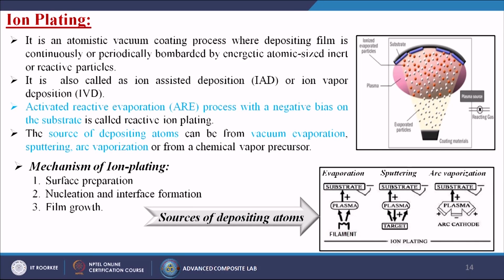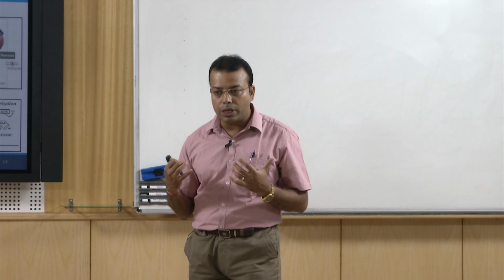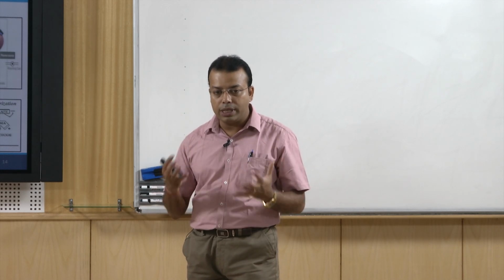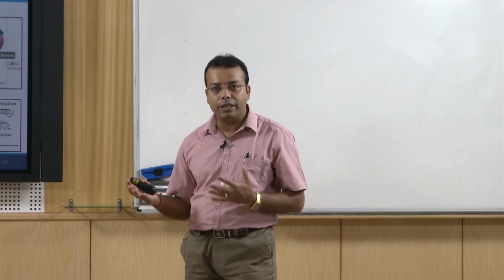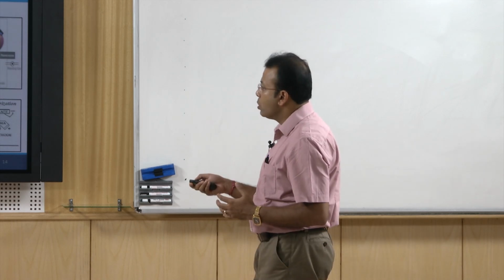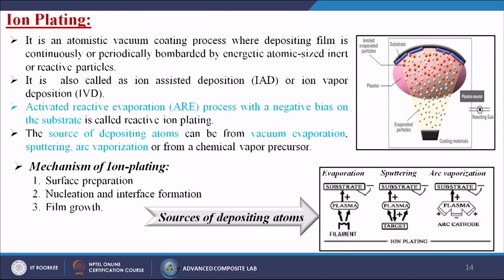So, it depends upon the source, how we are going to use different sources. So, using different sources it has different nomenclature. The source of depositing atoms can be from vacuum evaporation, sputtering, arc vaporization, or from a chemical vapor precursor. So, from this there are certain mechanisms available. First one is called surface preparation, then nucleation and interface formation, and the film growth. So, here the source of depositing atoms.